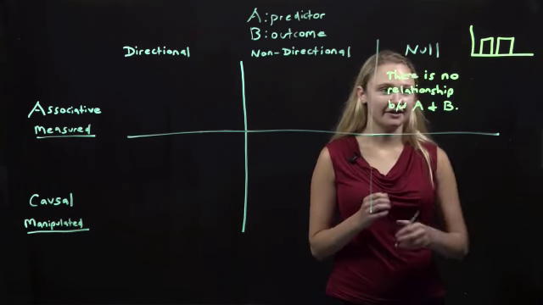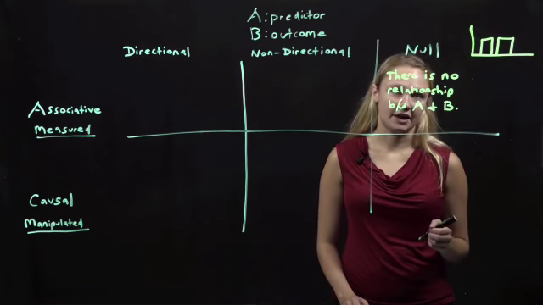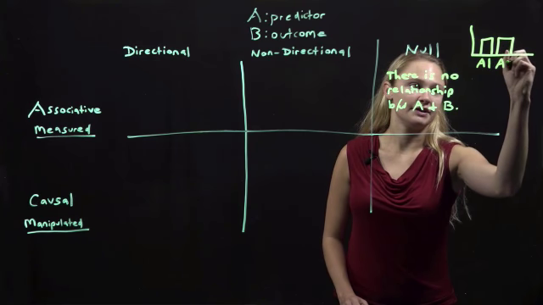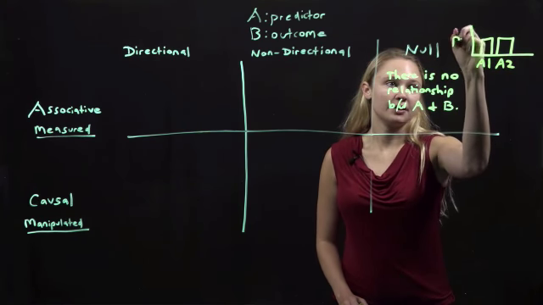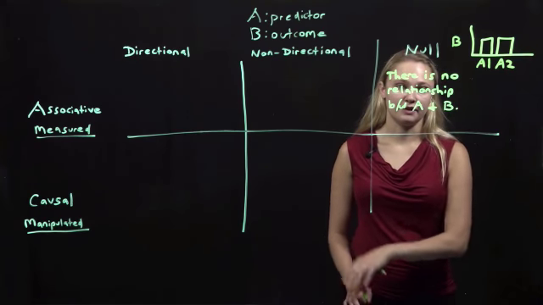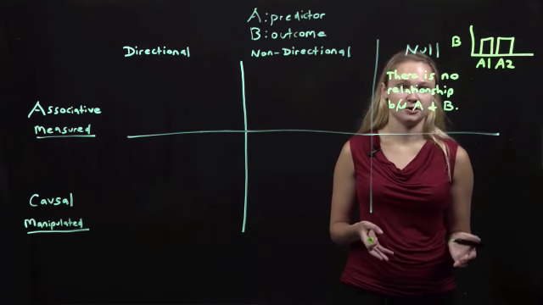So looking at this graph, I'm going to put the predictor on the x-axis and the outcome on the y-axis. So maybe this is level A1, A2, and the outcome on the y. So if we, at the end of our experiment, conclude this hypothesis, there wasn't a significant relationship between groups.